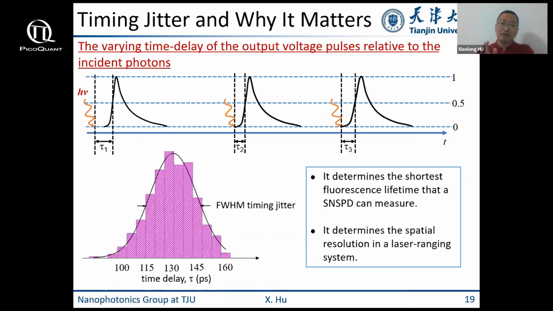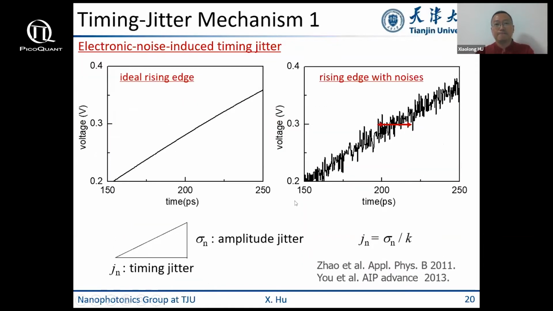But for a long time, researchers in the SPD community did not quite know what induces timing jitter, the mechanism. The first culprit that researchers discovered is electronic noise-induced timing jitter. This shows the ideal rising edge of the voltage pulse. This is the rising edge with noise, with a little bit of exaggeration. The idea is that the amplitude jitter along the y-axis will project to the x-axis, the timing axis. The amplitude jitter and timing jitter satisfy this triangle relation, where K is the slope of the rising edge.